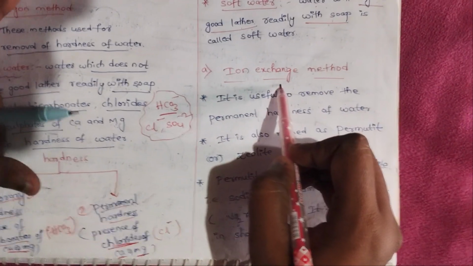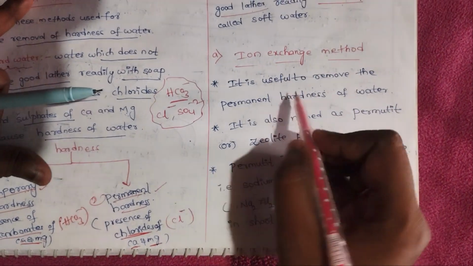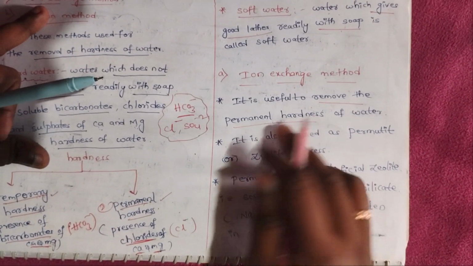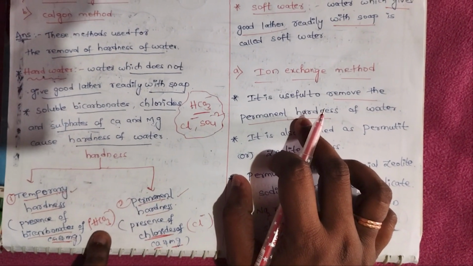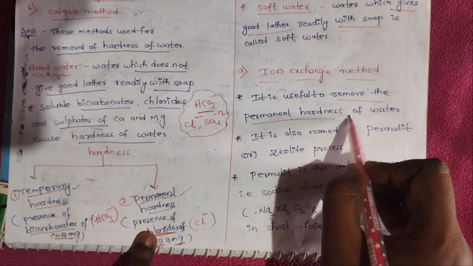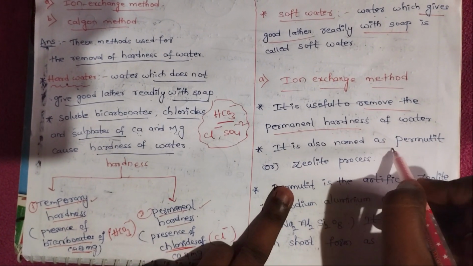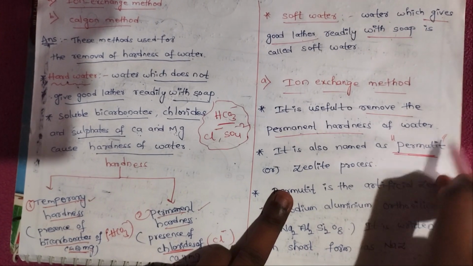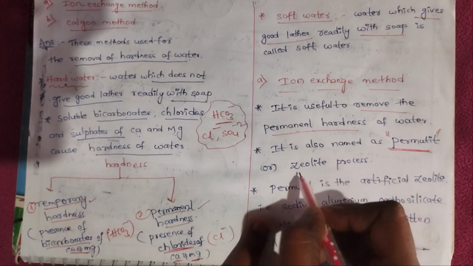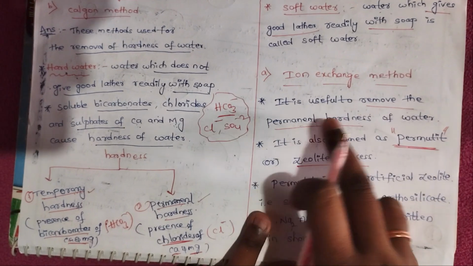So we are entering the main concept, the ion exchange method. It is useful to remove permanent hardness of water, which we discussed in the previous concept. Very important: this method is also named the permutit method, or the zeolite process.